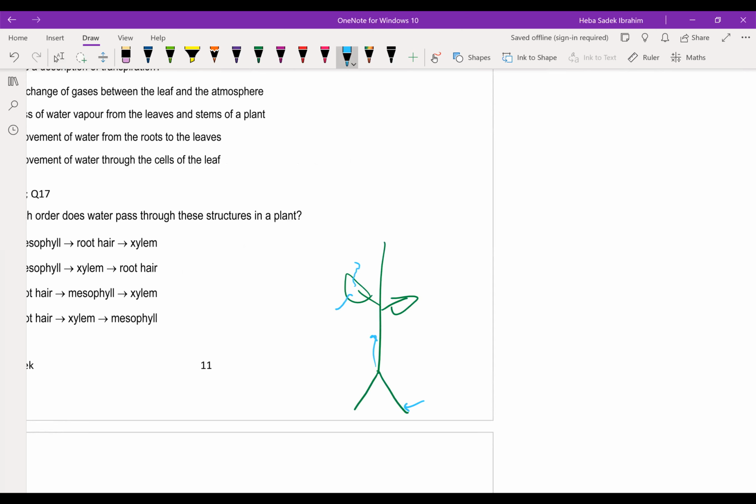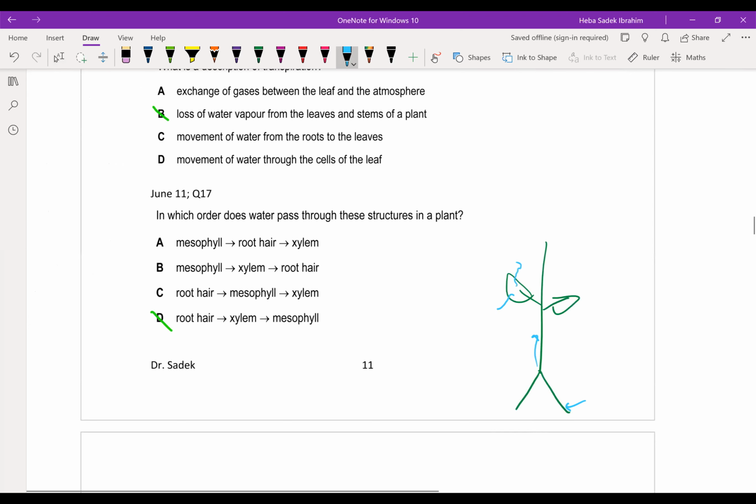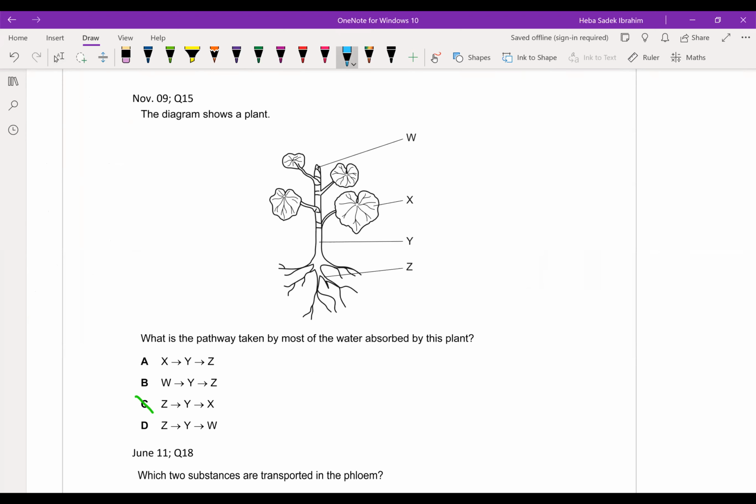1 2 3. طيب هنشوف السؤال ده اتسأل 3 times in different ways. هنشوفه مع بعض. What is the pathway taken by most of the water absorbed by this plant? This is just another way of asking the same question يا عمر اهو. Z roots Y وبعدين X. Z Y X is just another way of saying root stem leaf.